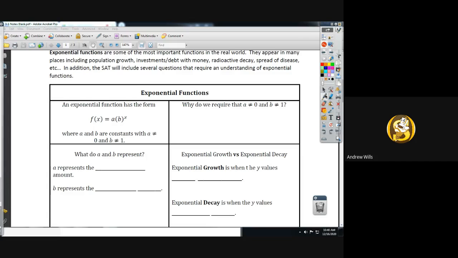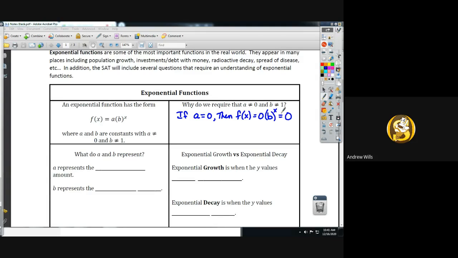Now here's why those matter. If a equals 0, then the entire function equals 0, and that is not interesting, okay? Because if a is 0, 0 times b to the x, here we'll write it over here, equals 0. That's not interesting. That's a straight line. That's not anything that is worth dealing with. So we do not allow a to equal 0.